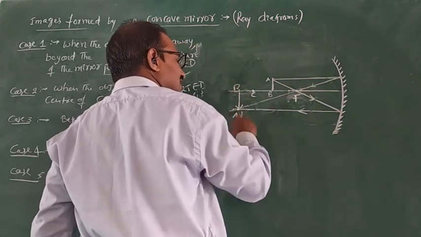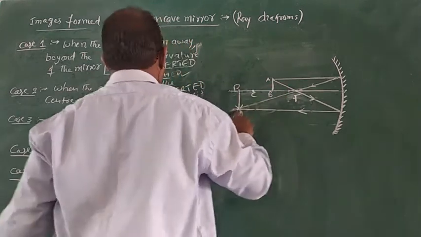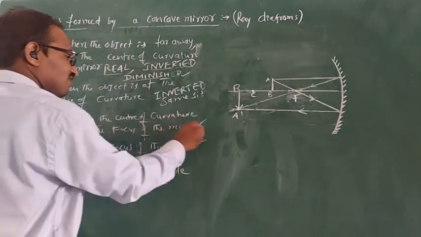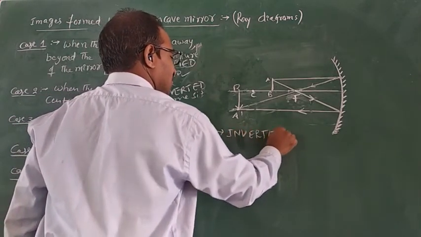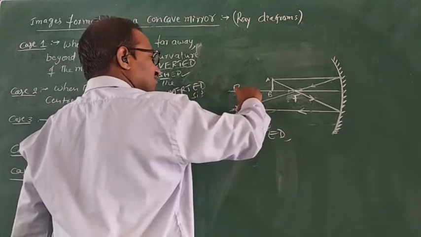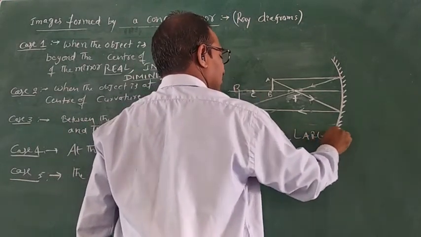You see the nature. A, B and here A prime, B prime means an inverted image. So what type of image are we getting? An inverted image, and the size of the image is large. Large image. Diminished means small.